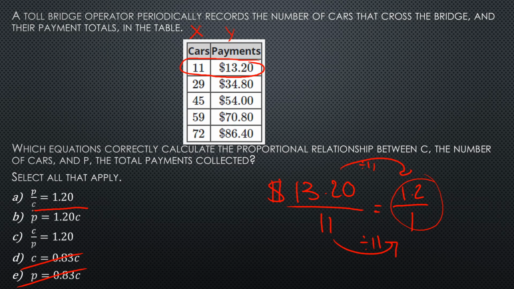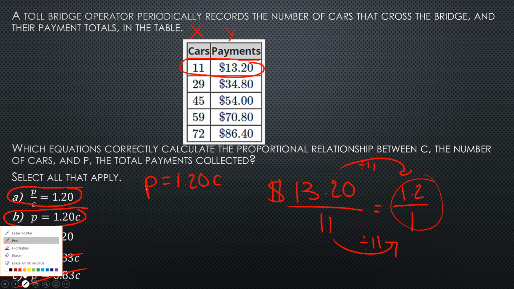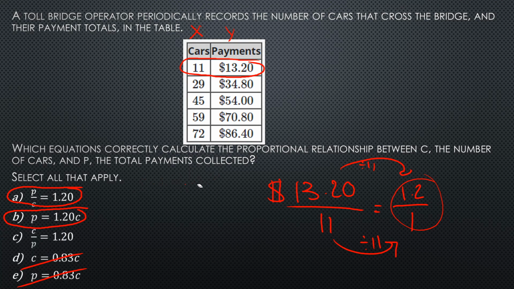Now I'm going to tell you right off the bat, this one here is correct because it's in that form, y equals our number times x. And the other one is a little bit trickier to spot. It is this top one here, P over C equals 1.20. The reason is that if I take P equals 1.20 times C, I can divide both sides by C, which would cancel it here and add it over here. Don't worry too much about where that came from. We will go into that more next semester when we start doing equations. For right now, just know that those two are correct.